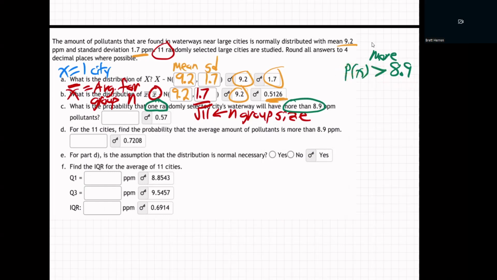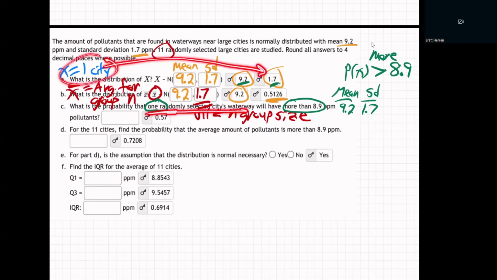And then down below, you know the mean, you know the standard deviation. The mean is 9.2. Standard deviation is 1.7. Now, why am I using that standard deviation, not the other? Well, because it's one randomly selected city. One city, you do the part A, the regular standard deviation. Then the probability, leave that blank. Just hit the buttons on the calculator, and you'll get the answer, 0.57.